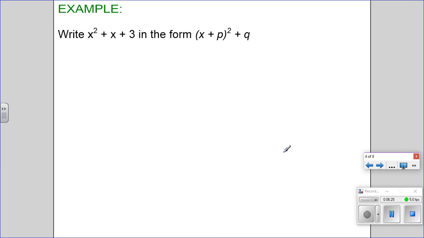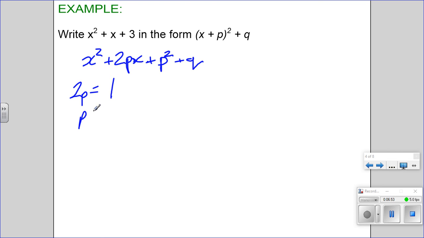Okay, so how about a more challenging example now? x squared plus x plus 3 in the form (x plus p) squared plus q. Okay, right, so we've already multiplied (x plus p) all squared plus q. What we got is x squared plus 2px plus p squared plus q. So now let's do a comparison. 2p is equal to 1, so then p is a half, and p squared plus q is equal to 3.